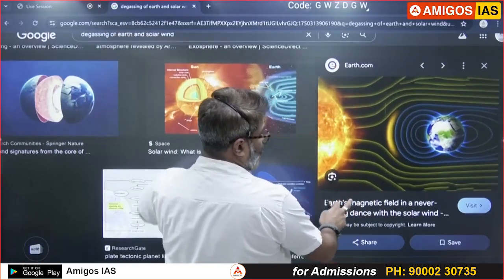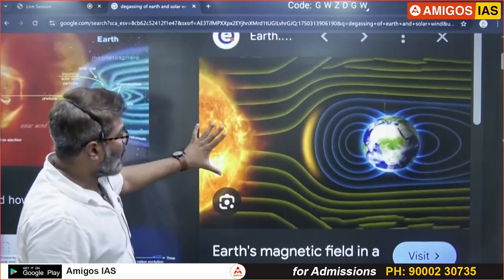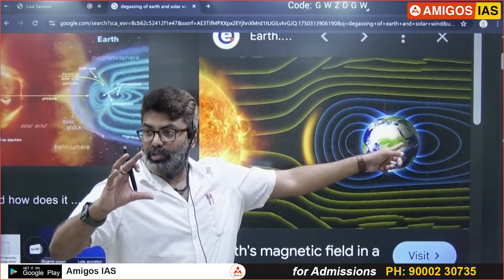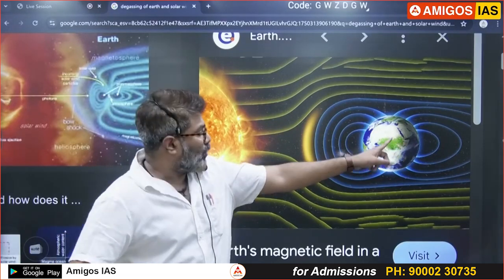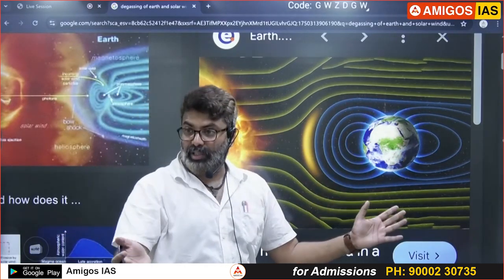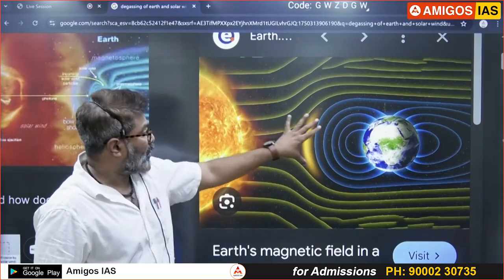So you notice, this is the sun. This is the earth. Inside the earth we have the core. The inner core is magnetized, so we have a magnetic field. This is the magnetic field of the earth, which is a guardian of the earth. It is protecting us from the solar wind.